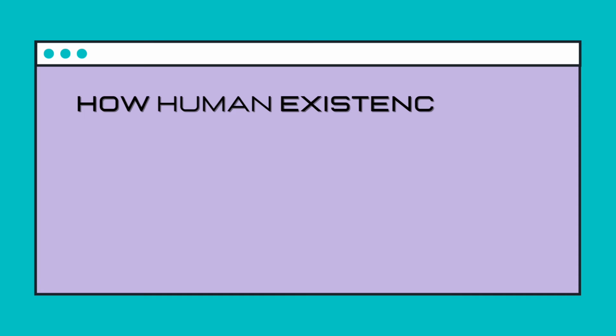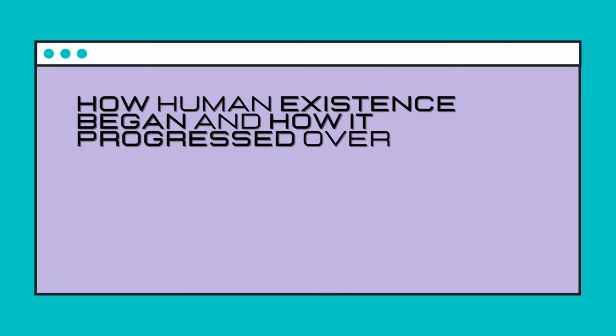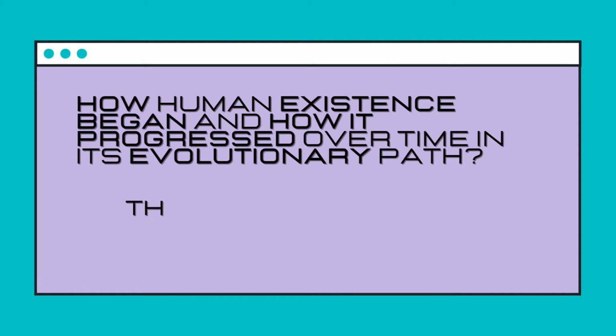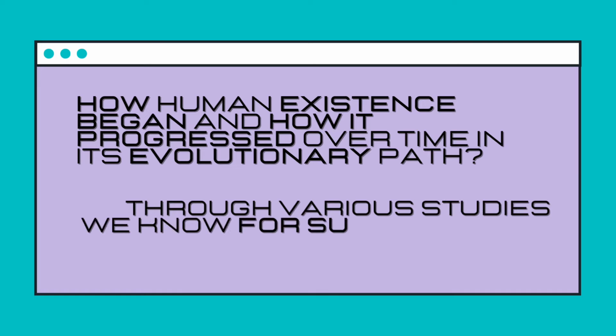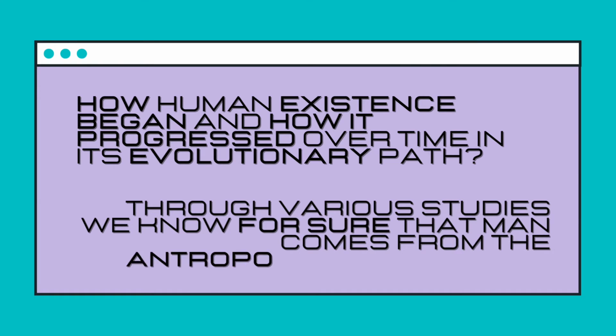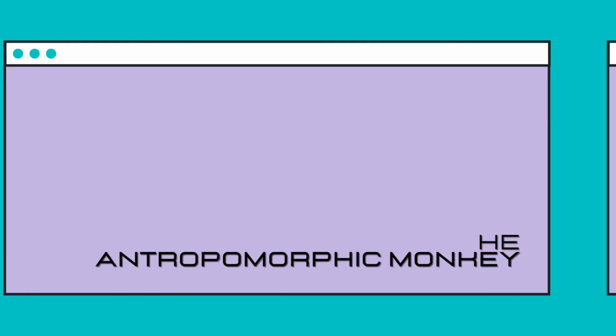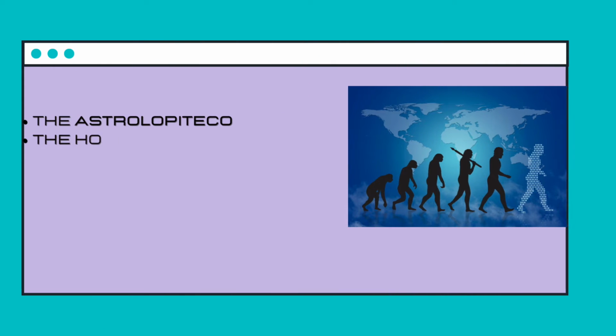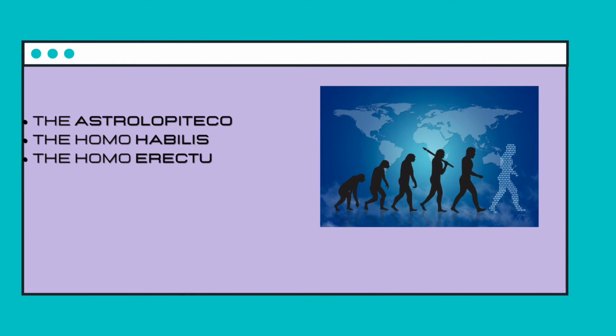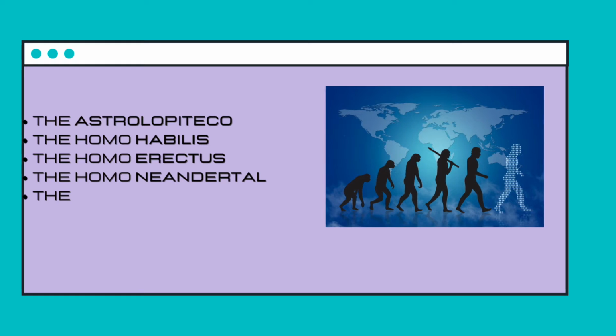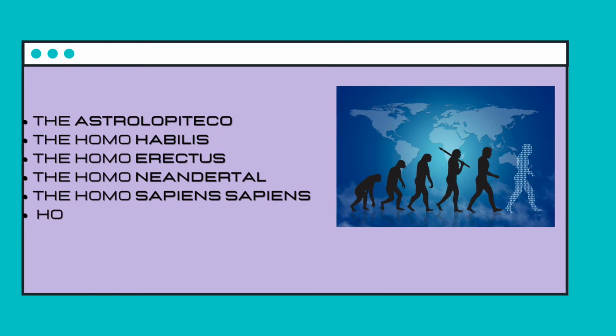How human existence began and how it progressed over time in its evolutionary path. Through various studies, we know for sure that man comes from the anthropomorphic monkey, becoming the Australopithecus, the Homo habilis, the Homo erectus, the Homo neanderthal, the Homo sapiens sapiens, and finally the Homo sapiens, the real man.